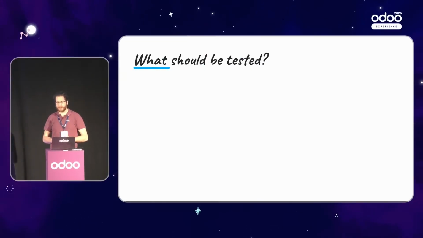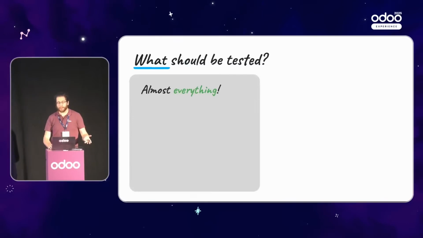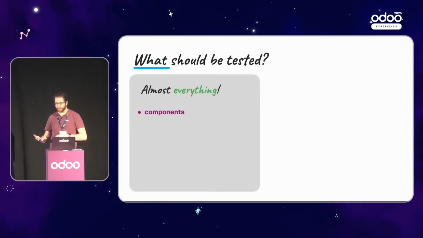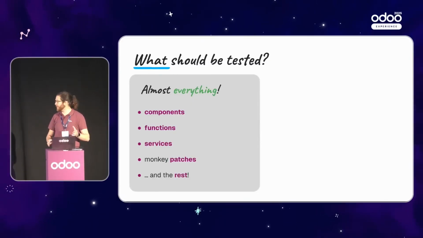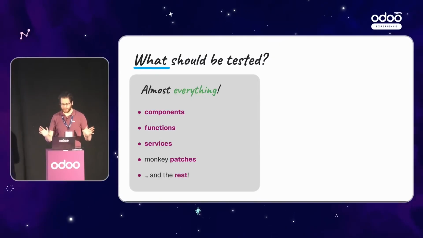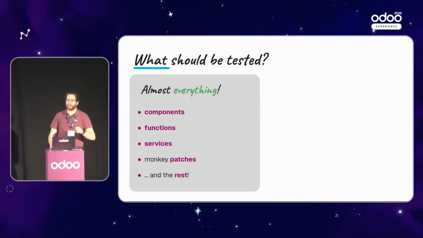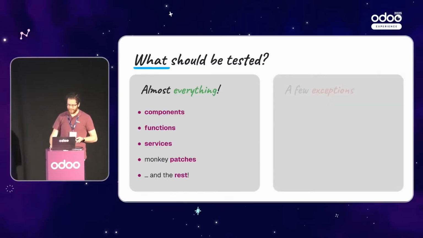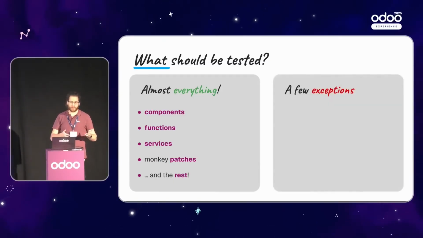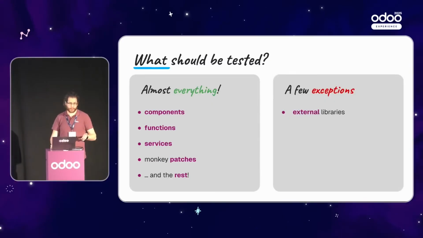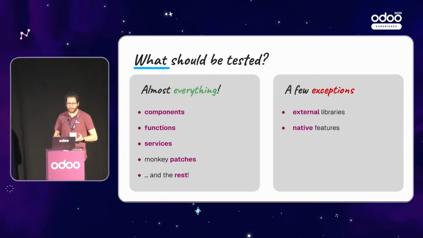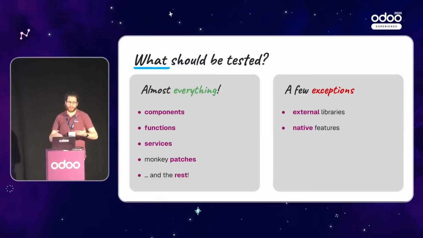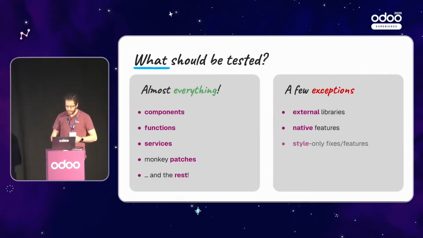Now, what can be tested? The answer is simple, it's almost everything. Well, almost everything that you have control of. If you create a component, you write a test. If you create a function, a helper, a service, a monkey patch, even that can be tested. You can test everything that you're writing, mostly. So the question should be, what can you not test? And it's what you don't have control over. Basically, external libraries or native features. If you're starting to test Python native features, maybe you're doing the wrong thing, because if it doesn't work, you're not the only one in trouble anyway.